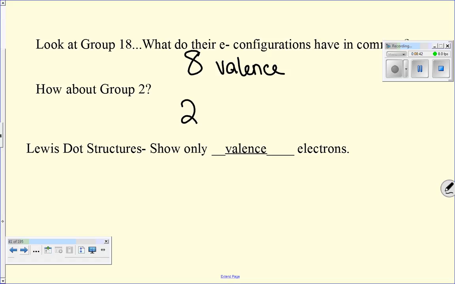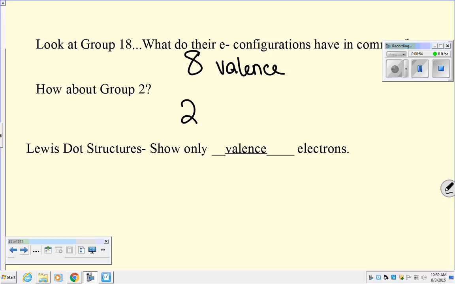Lewis dot structures are structures that show only valence electrons. So these can be very, very helpful to us because Lewis dot structures are very important because they only show valence electrons, which are bonding electrons. So Lewis dot structures are a nice way to summarize how we predict atoms will bond.